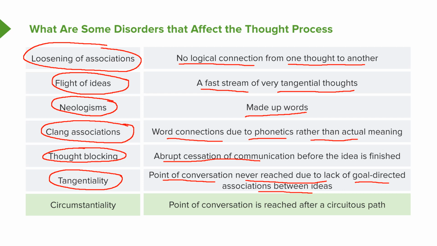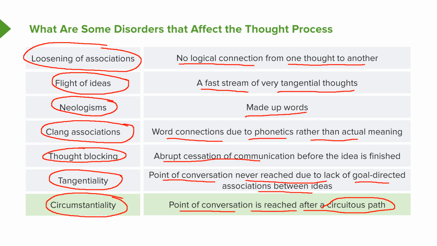If you have a point of conversation, however, that point of conversation finally reaches what they want to convey, but it goes around a circuitous path. We call that circumstantiality. So the difference between the two is that with tangentiality, you never arrive at the point of the conversation, no? While with circumstantiality, you arrive at the point of conversation, but only after a very circuitous route.